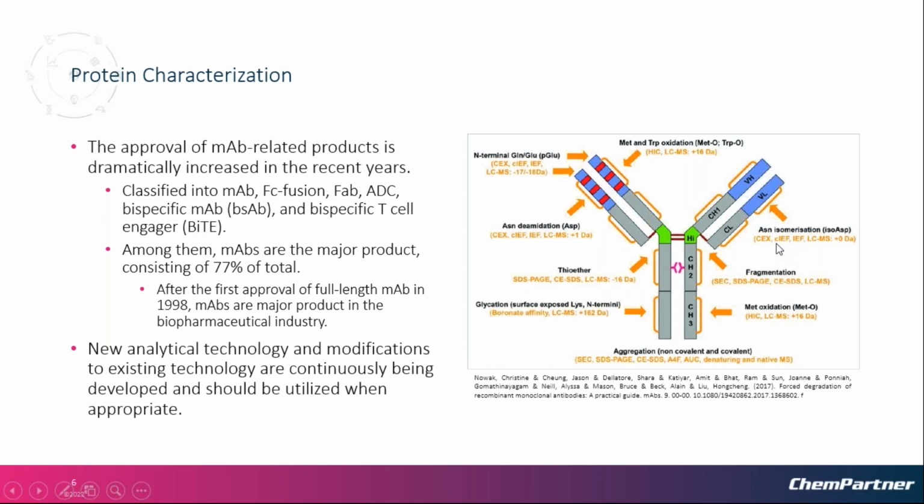For example, for isomerization, we use CEX, iCIEF, IEF, LC-MS, and spectroscopy to perform the analysis. The most commonly observed degradation pathways are aggregation, fragmentation, deamidation, and oxidation. Under specific conditions, limited degradation pathways could become dominant.